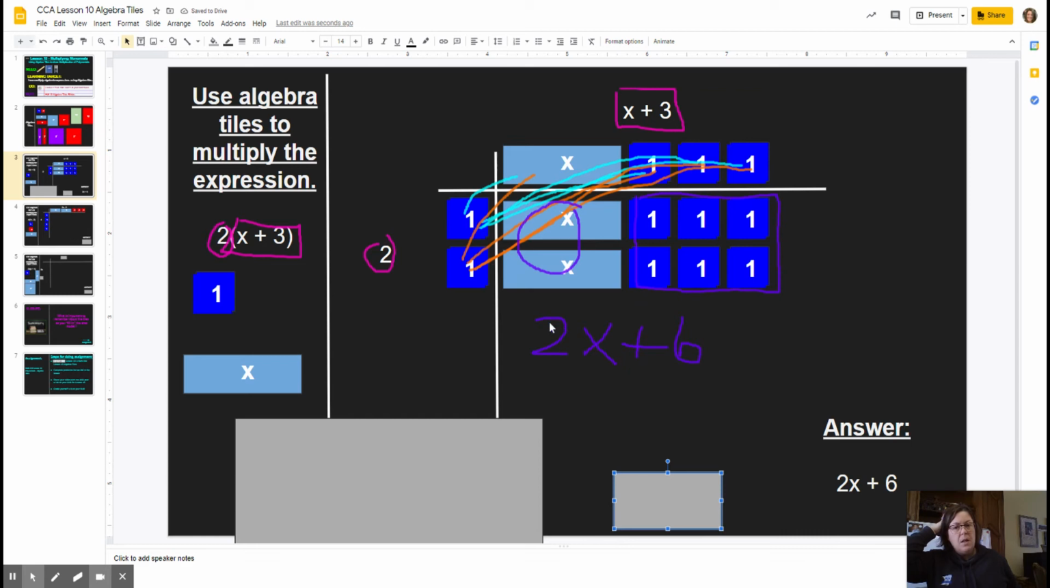So my algebraic expression, when I multiply 2 times x plus 3, does give me 2x plus 6. Now, this is very similar to what we did, I think, on either assignment 8 or 9, or both, actually. But again, this is using the area model to demonstrate and show why and how that works.